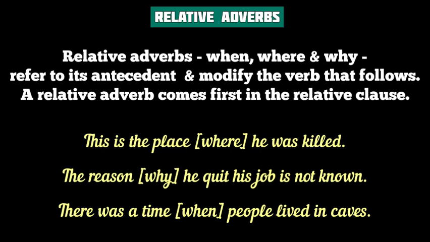In this sentence, this is the place is the main clause and where he was killed is the adjective clause. Where is the relative adverb referring to its antecedent place and modifying the verb killed in the adjective clause. In the next example, why is the relative adverb coming at the beginning of the adjective clause, why he quit his job, referring to its antecedent reason. In the third example, when people lived in caves is the adjective clause and when is the relative adverb coming at the start. Here when is referring to its antecedent time and modifying the verb lived.